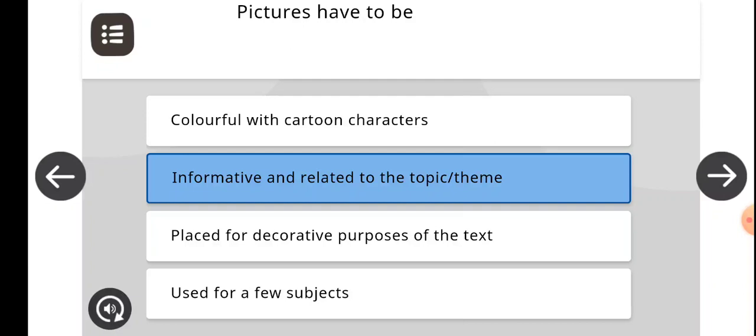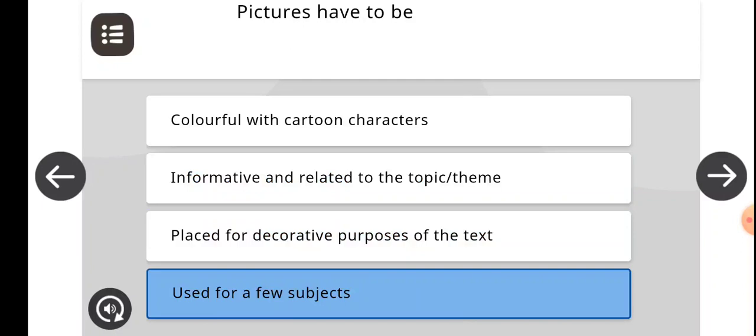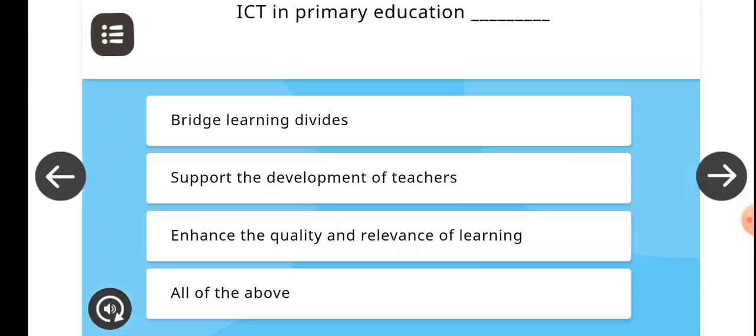But have a look at the other options. Placed for decorative purpose of the text? No, they are not for decorative purposes. Used for a few subjects? No, pictures are not confined to only a few subjects. In all textbooks we can see pictures, and they are informative and related to the topic. So option B is the right answer.